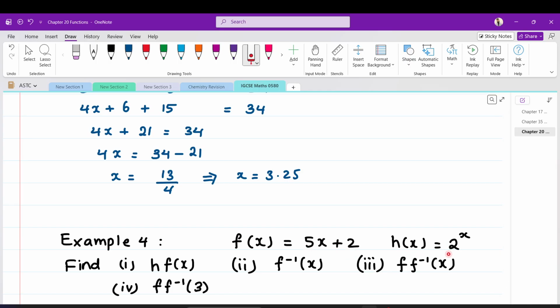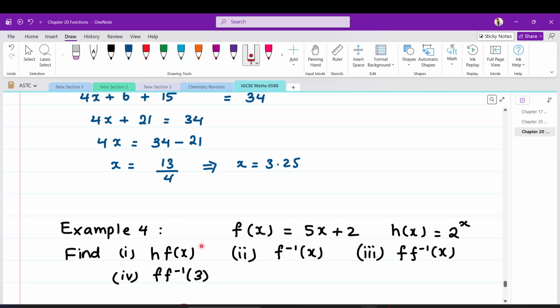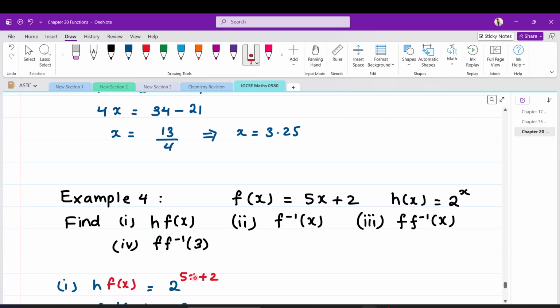Then we have h of x equals 2 to the power of x. So now you should know that there could be different types of functions which can appear in this question. You can have a linear function, an exponential function, and a quadratic function as well. Now we need to find out what h of f of x is. Here I have to substitute f of x, which is this, into the x of this function. So this is my answer for this question.